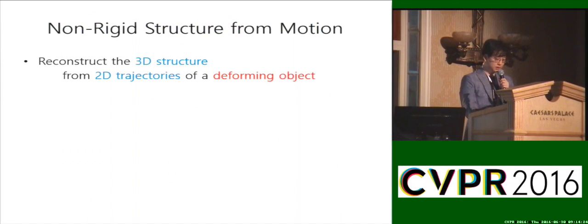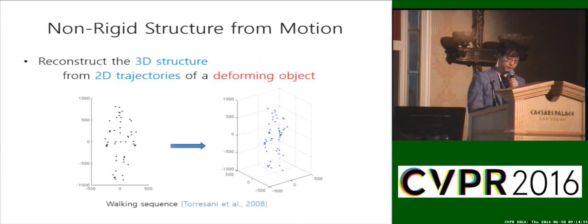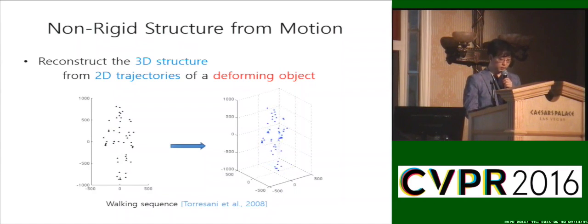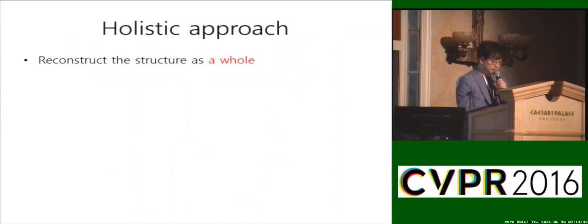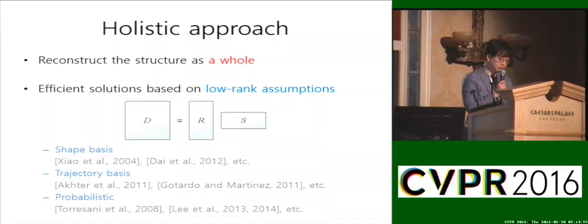Non-rigid structure from motion is based on 2D trajectories. Two-dimensional point vectors are combined with some assumption. Most of the existing NRSFM methods provided efficient solutions using this holistic low-rank assumption.